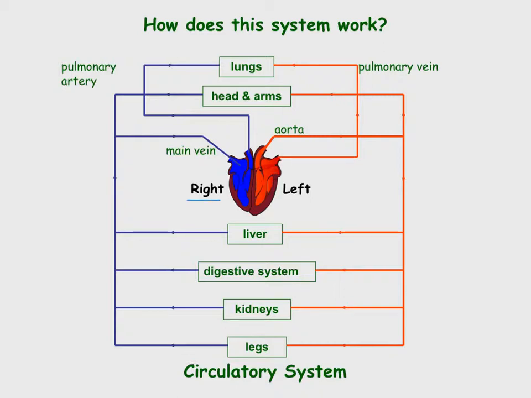So as I said, we have a closed system, and you can think of the heart in two sides. You can think of the right side of the heart that receives the deoxygenated blood from the body, and this is shown in blue. And so these would all be venules and veins that go back to the right side of the heart.